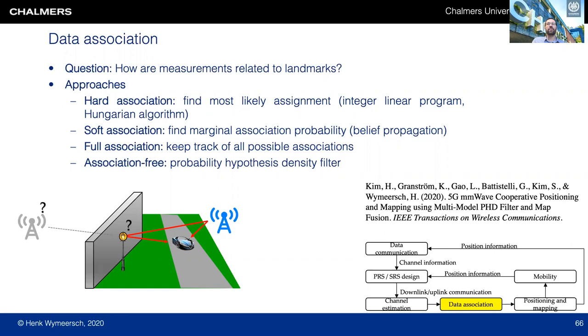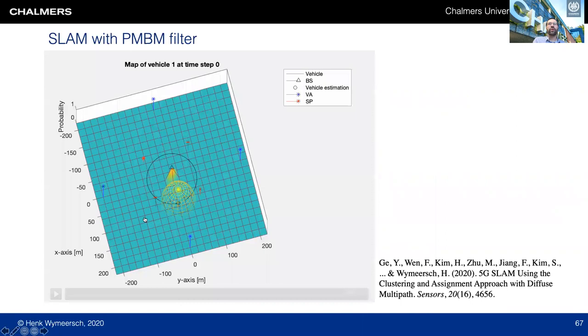This is an animation from one of our students, and you can find more information about this in this paper. What this figure shows is there's a base station here in the center. There's a user moving in a circle around the base station. In the environment, there are virtual anchors. So this is a virtual anchor, which corresponds to a wall.